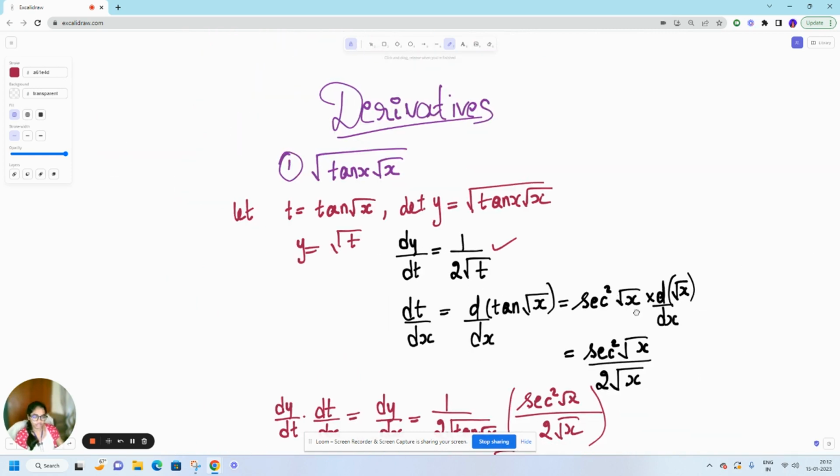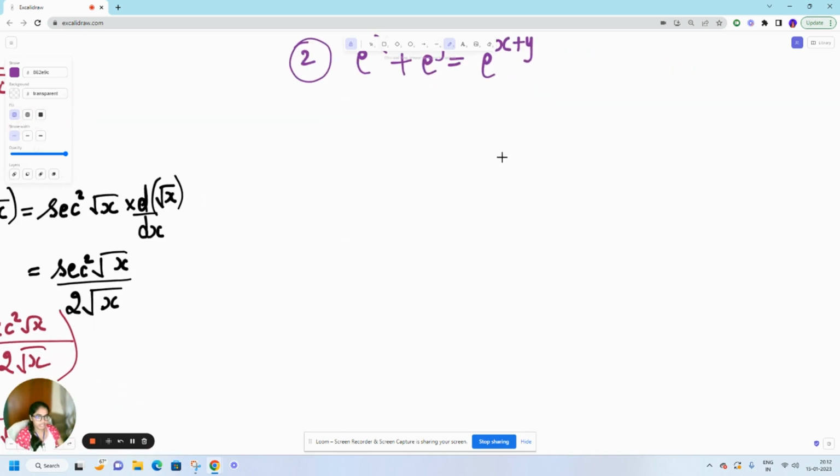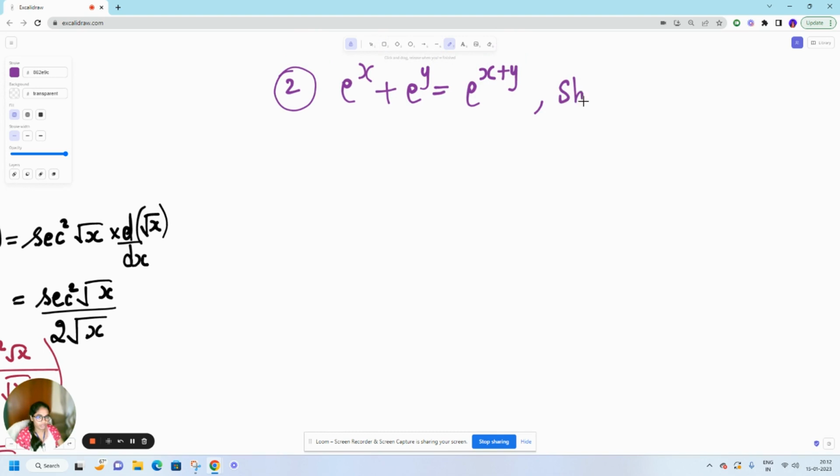Okay, moving on. The next question, the second one: find the derivative of e power x plus e power y is equal to e power x plus y. They are asking us to show that dy by dx is equal to minus e power y minus x. So let me find what dy by dx is here.